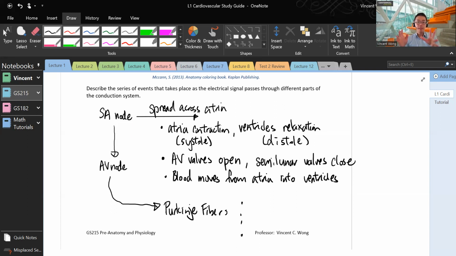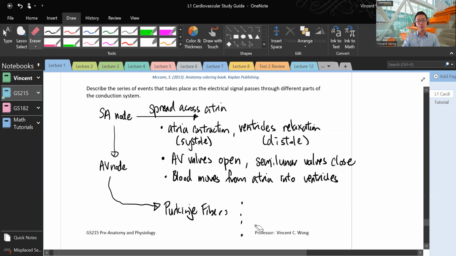But in order for that to happen, the AV valves would now have to be closed. We don't want the blood to go back to the atria. We want it to move forwards, right? So the AV valves will close, but the semilunar valves will open. And that agrees with what I told you before, right? The AV valves operate in synchrony, but they're out of sync with the semilunar valves. And when this happens, the blood will be emptied from the ventricles, and it will either go into pulmonary circulation or into systemic circulation. So you should be able to write those points yourself.